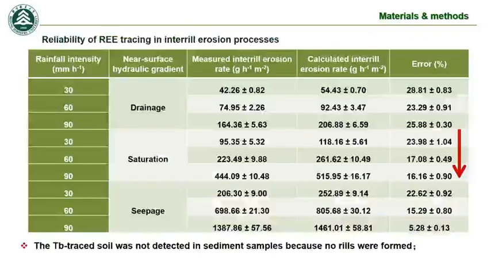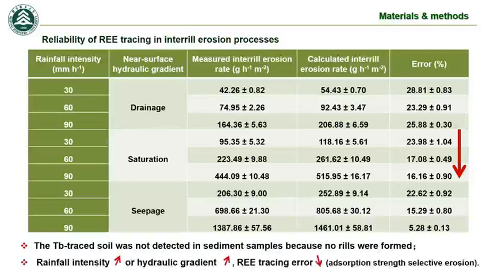Now we shift to the results section. Firstly, we should make sure of the reliability of RE tracing in interior erosion processes. From the results, we can see that TB traced soil was not detected in the sediment samples. It means that no rills were formed during this study.